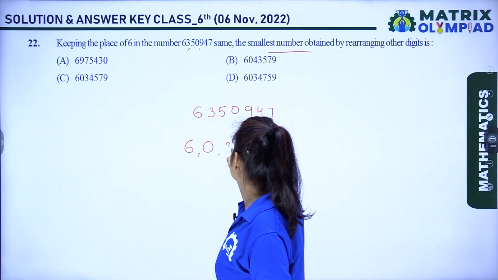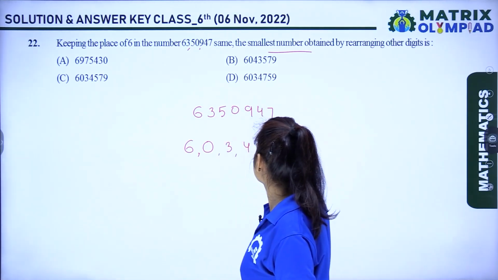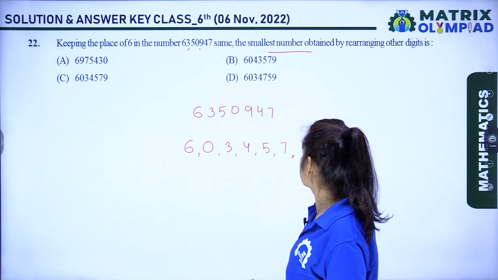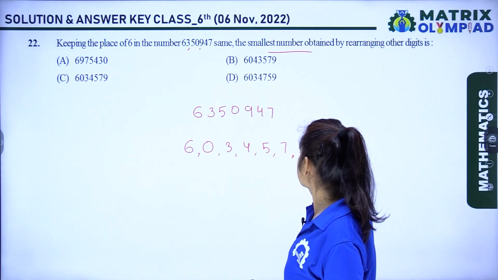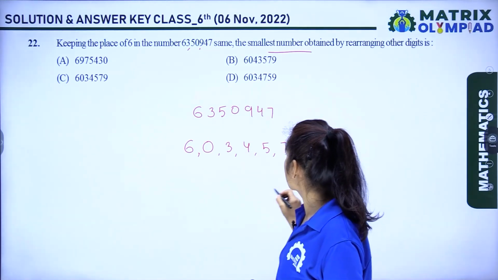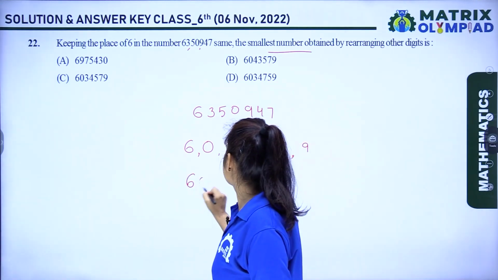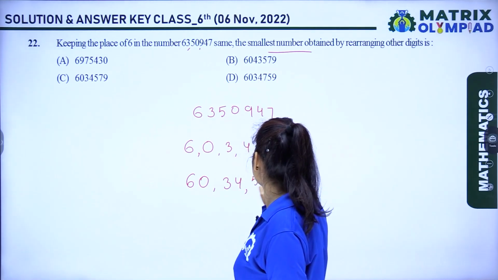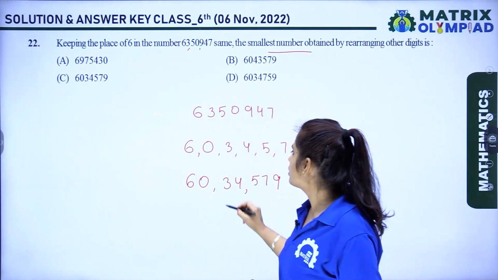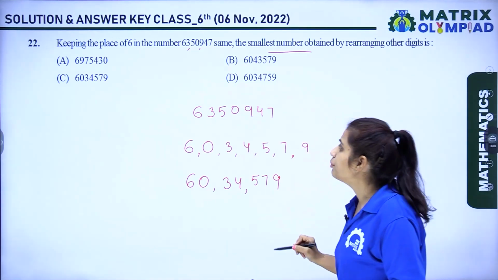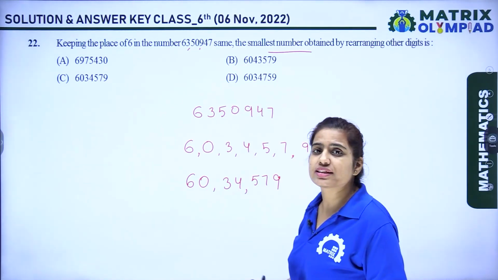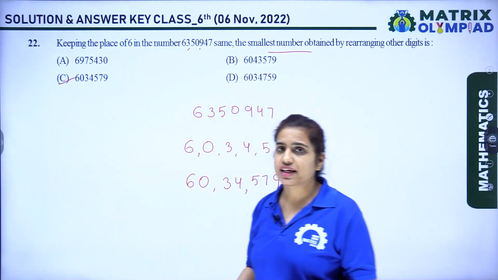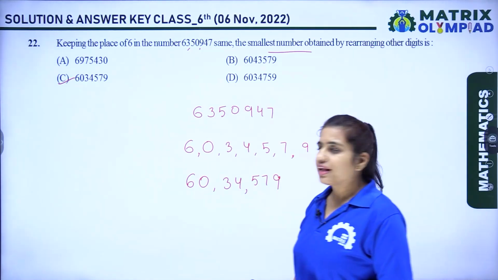So here let's place the digits in ascending order: 0, 3, 4, 5, 7, 9. So we get 60,34,579. So this is the smallest number we formed by keeping 6 in the same place. So here option C is the correct answer. Let's begin with the next question.